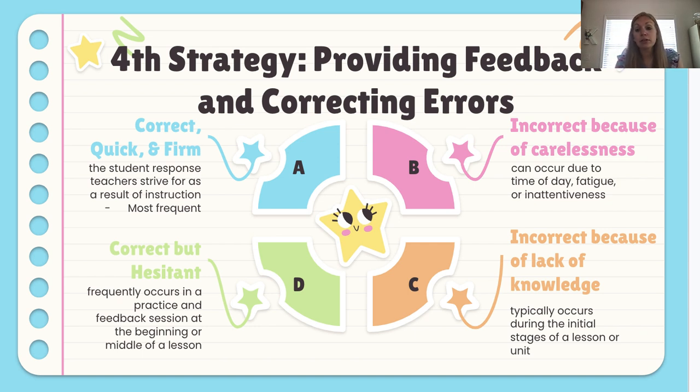And then incorrect because of carelessness, and that could just be throughout the day. And then incorrect because of lack of knowledge. Just making sure that we know the difference between those two, because it could just be, oh, it's the end of the day, they're tired, or they don't actually know how to multiply using 2-digit numbers.